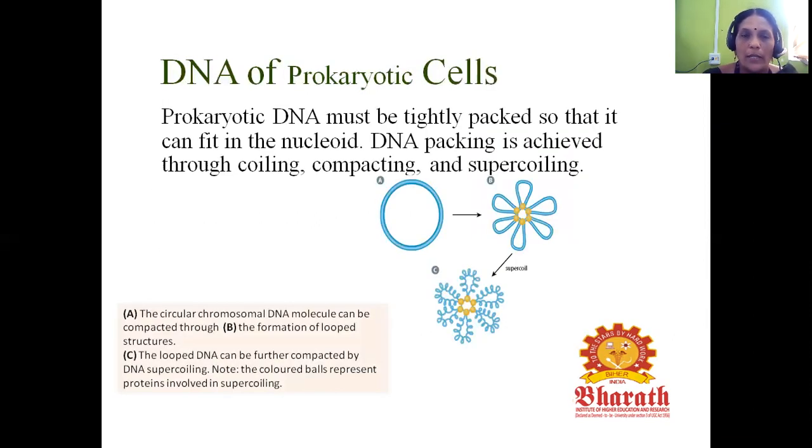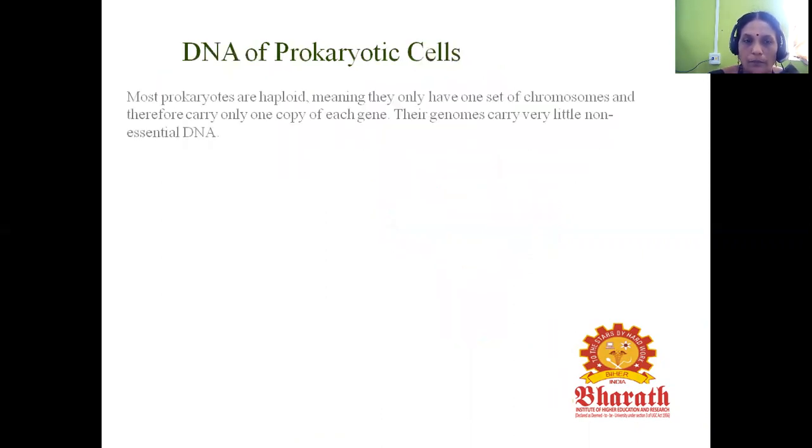The prokaryotic DNA must be tightly packed so that it can fit into the nucleoid. DNA packaging is achieved through coiling, compacting, and supercoiling. So the diagram represents A, the circular chromosomal DNA molecule, which can be compacted through B, the formation of looped structures. C, the looped DNA can be further compacted by DNA supercoiling. Note that the colored balls represent proteins involved in supercoiling.